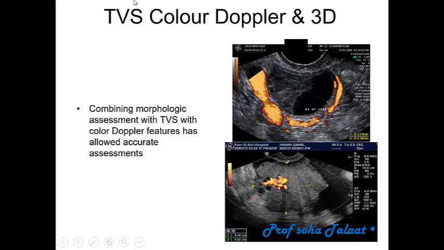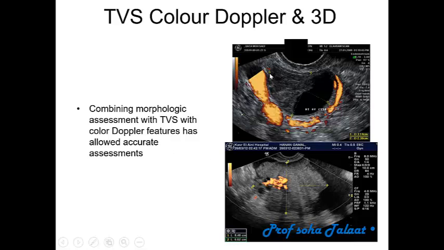Then, not only transvaginal ultrasound by itself. Transvaginal ultrasound must be combined all times with color Doppler because it's very important. Because we have something in the ovary here mimicking a solid lesion, however, it's not solid, because there is no vascularity at all inside. So this is not a solid lesion. So combining morphological assessment with transvaginal color Doppler features gives accurate assessment of the lesion.